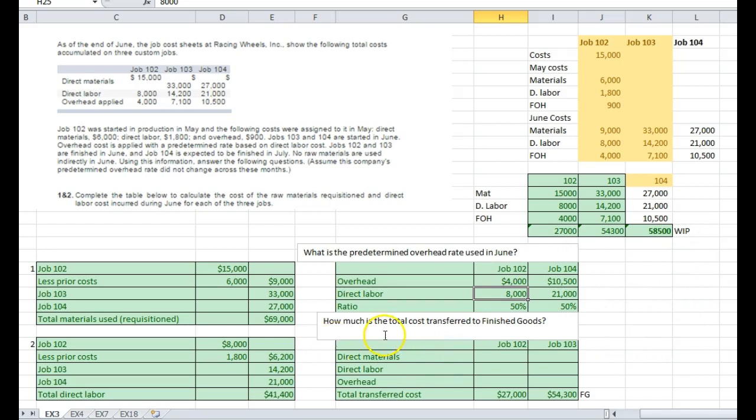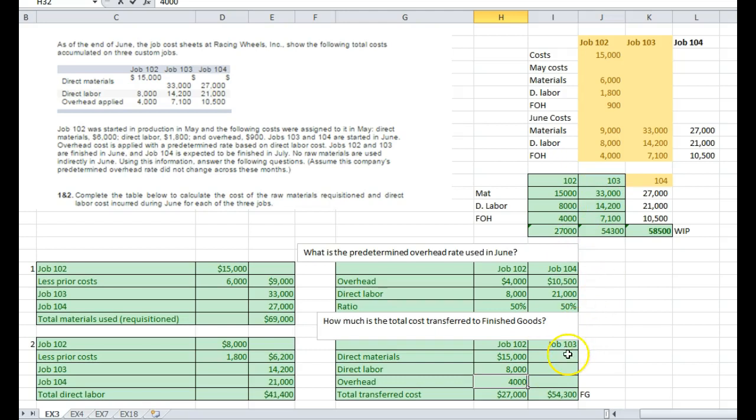Now, the question was asked, how much total cost was transferred to finished goods? Well, they said job 102 and job 103 was transferred. So how much altogether did we have in all of this? Well, job 102 was $15,000 direct, $8,000, and $4,000. That came to a total transfer of $27,000.